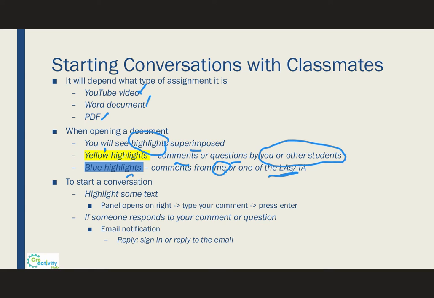To start the conversation, you want to highlight some text. You're going to use your mouse or your pad and select a part of the text. Then a panel will open on the right. You type your comment inside that panel and press enter. If someone responds to your comment or question, you might also receive an email notification. To reply, you need to either sign in again to Perusall or reply to the email that you received.